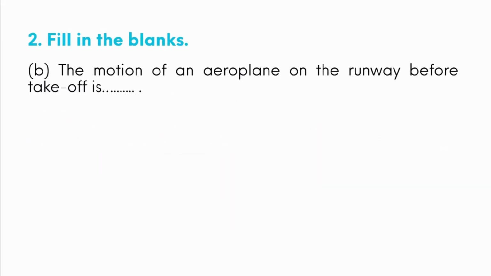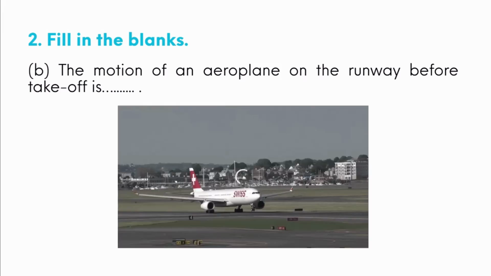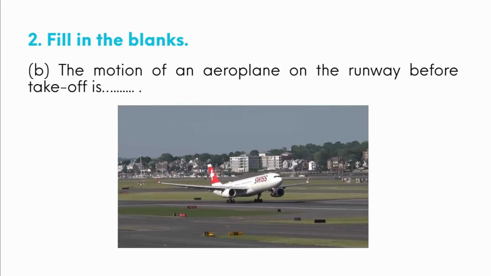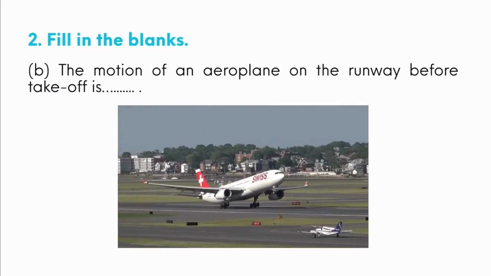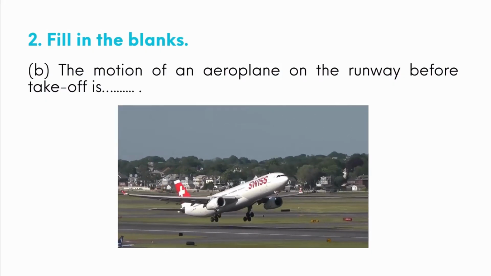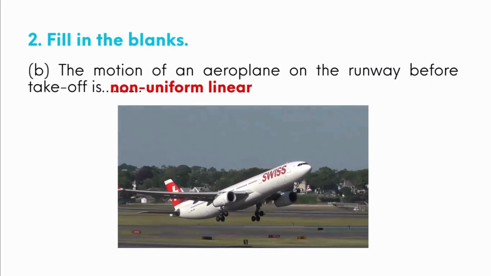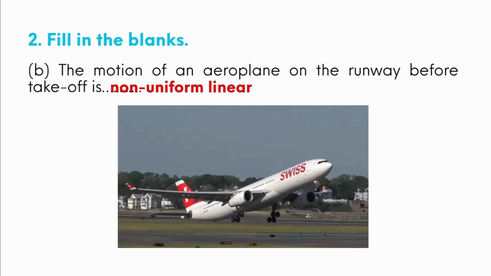Next is the motion of an aeroplane on the runway before it takes off. Before takeoff, the plane is moving in non-uniform linear motion. Why non-uniform linear? We can see the speed of the aeroplane is increasing as it has to take off. The initial speed is slow and the speed of the aeroplane increases with time. That's why this is an example of non-uniform linear motion.